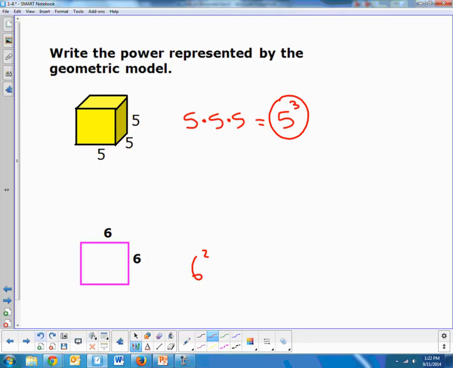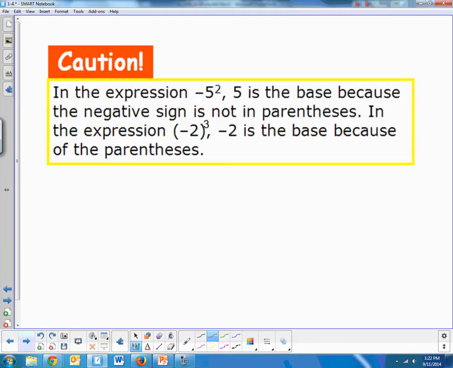Moving ahead here, a caution, big caution. Red, yellow, all sorts of different colors. Let's be careful about this. Parentheses. Parentheses are very important, but parentheses are very specific. They make sure that we do things exactly right. So in this, the example they gave is -5 to the second power, -5 squared.